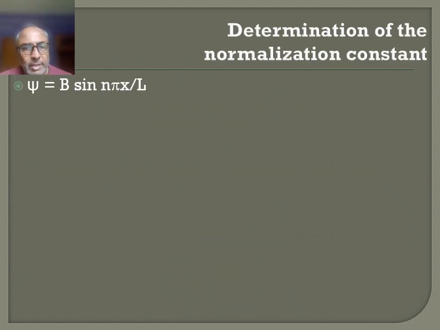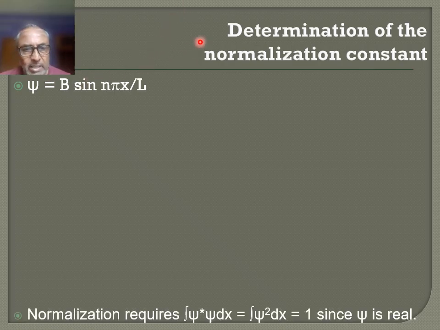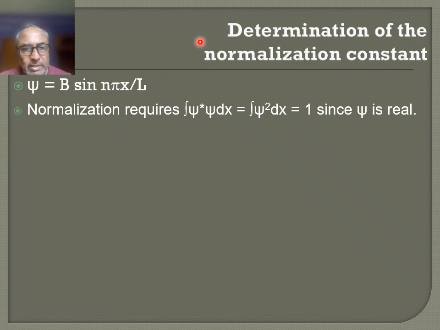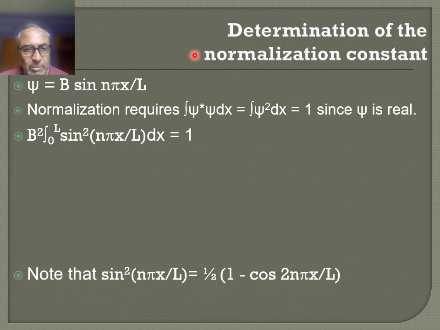To determine the normalization constant, we start with the form psi equals b sine n pi x by L. Normalization requires that integral psi star psi dx is equal to 1, but since this form of the wave function is real, this means that integral psi squared dx is equal to 1, or in other words, b squared times integral 0 till L sine squared n pi x by L dx is equal to 1. The limits of the integration are the size of the box, since the particle cannot go outside the box.